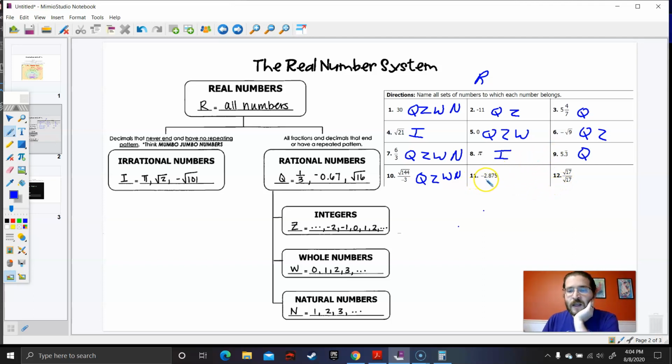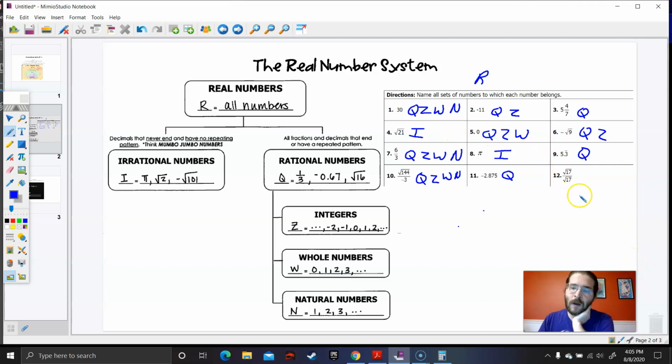All right, negative 2.875. Is it irrational? Does it end? Yeah, so it can't be irrational. So we know it's rational. Do we have anything after the decimal point? Yep, so we know it can't be any of these. So it's just a rational number.